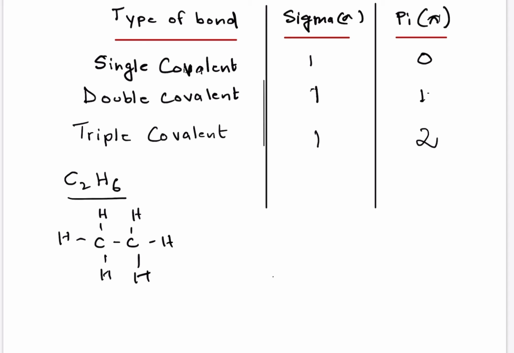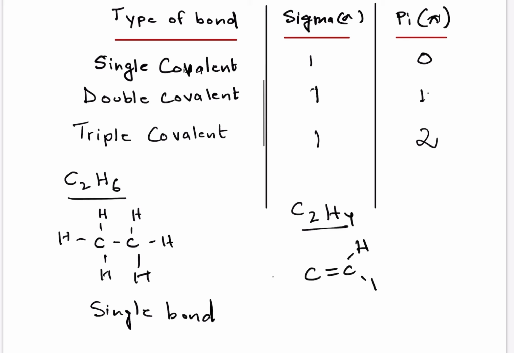Here we talk about a single covalent bond. All are sigma, and there is only sigma bond over it. This can be a single bond, or single covalent bond. The second one we can talk about is C2H4. Now this is a double covalent bond, and it is like this. Here we can see the first one will be sigma and the second one is pi.